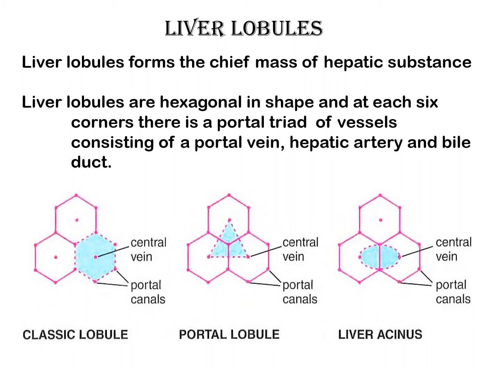Liver lobules form the chief mass of the hepatic substance of the liver. Liver lobules are hexagonal in shape, and at each of the 6 corners there is a portal triad of vessels consisting of a portal vein, a hepatic artery, and a bile duct. There are three different types of liver lobules present in the liver, as can be seen in the diagrams here. The first is the classic lobule, the second is the portal lobule, and the third is called the liver acinus.